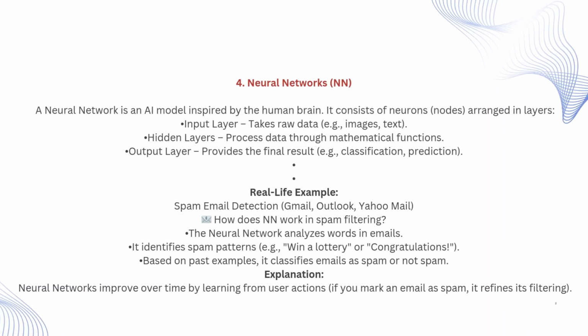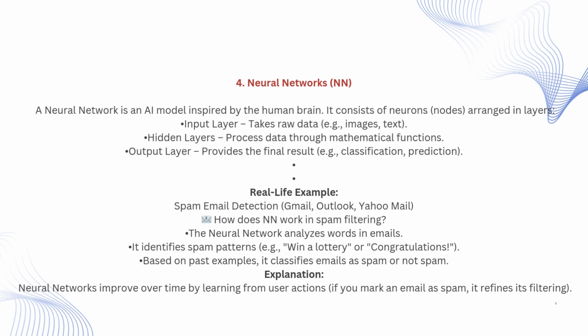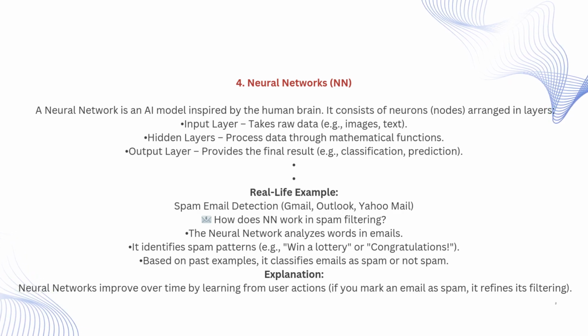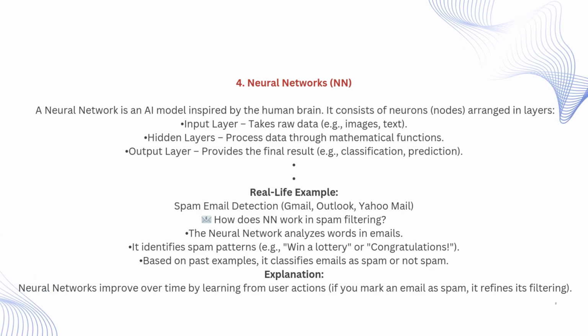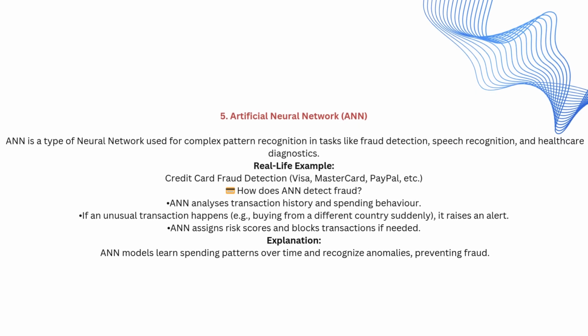Neural networks are inspired by the human brain and consist of layers of neurons. There are three main layers. The input layer takes the raw data, the hidden layers process and analyze the data, and the output layer gives the final result. An example is spam email detection, where Gmail uses a neural network to detect spam patterns and filter unwanted messages.